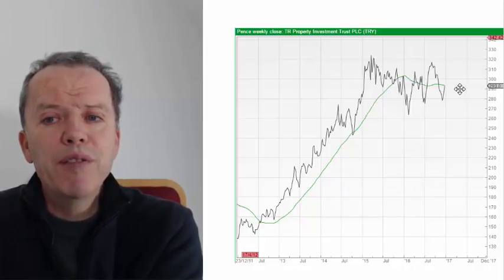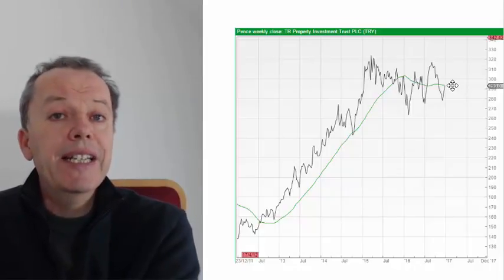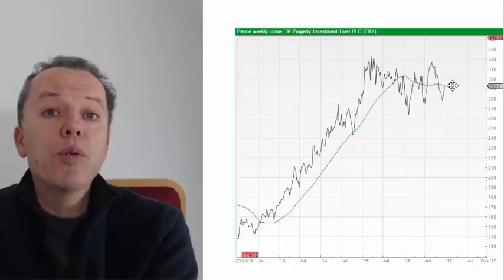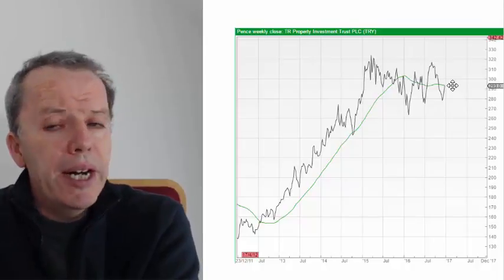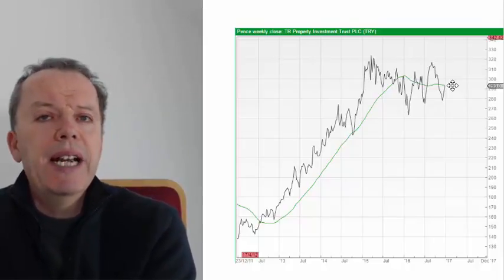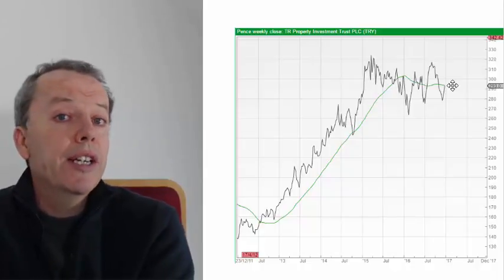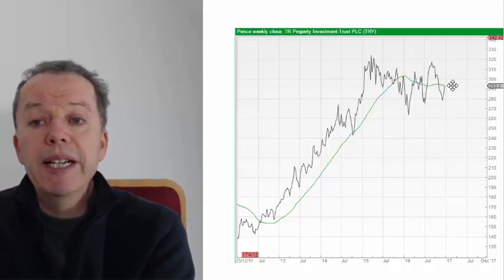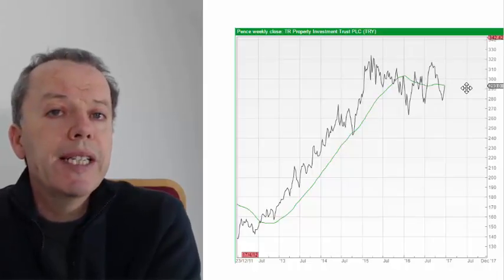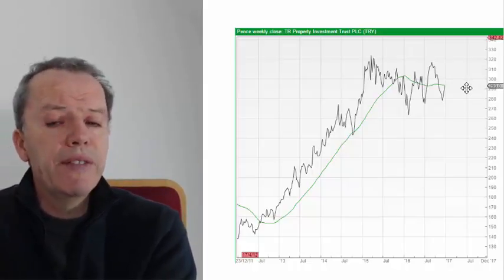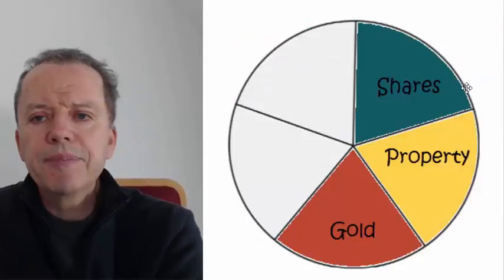At one point it was above the average for the year, the MA52, and I thought that I was going to have a signal to buy this unit trust again, but actually at the end of the week it had closed below the MA52. So at the moment I don't have a signal to buy it, but it's very close, and if it keeps rising over the next week then I will have a signal to buy it.